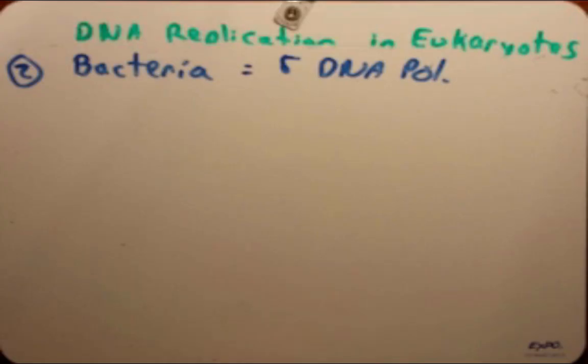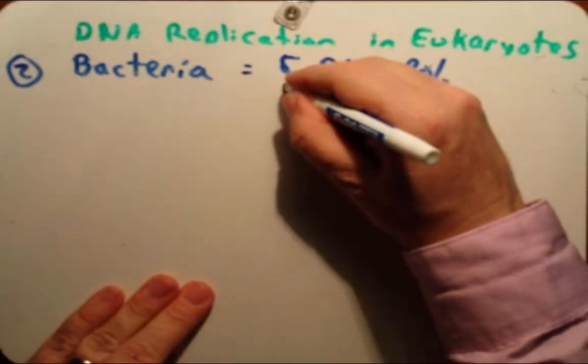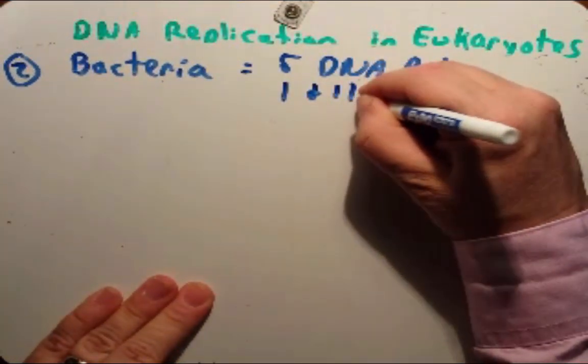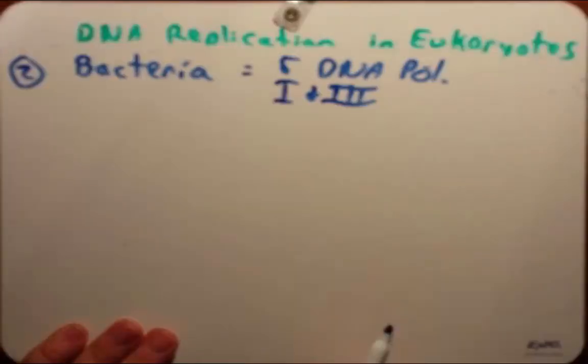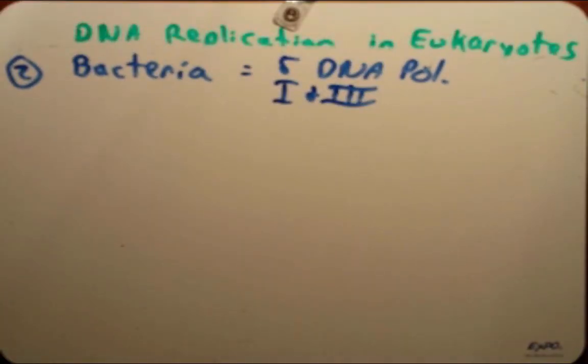We only talked about DNA polymerase 1 and 3. Remember, 3 was the one that copied the DNA, and 1 was the one that removed the RNA primers. The other 3, you're not responsible for knowing, but they play a large role in DNA repair in bacteria.